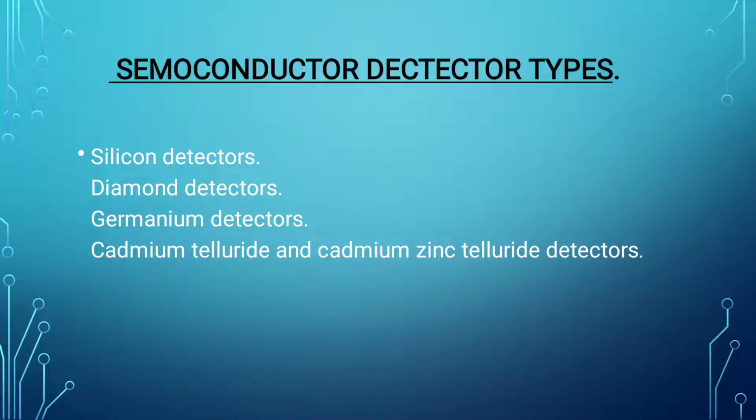Semiconductor detector types. There are four types of semiconductor detectors. First, silicon detectors. Second, diamond detectors. Third, germanium detectors. Fourth, cadmium telluride and cadmium zinc telluride detectors.